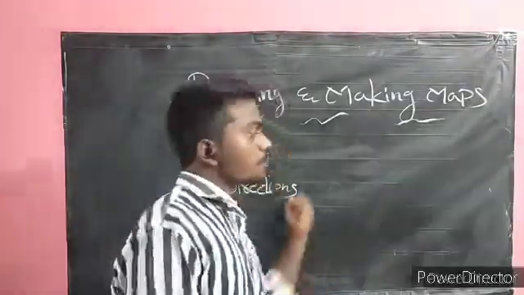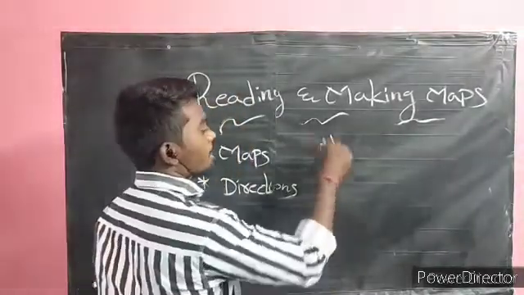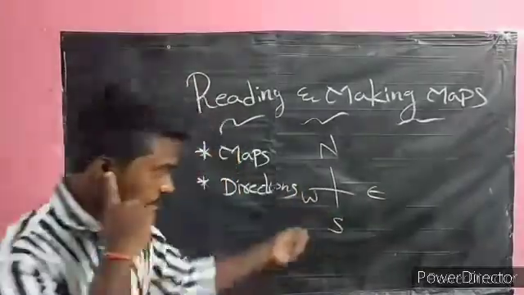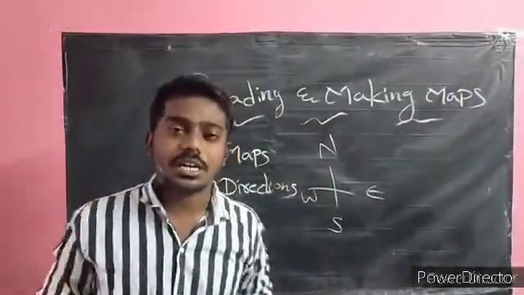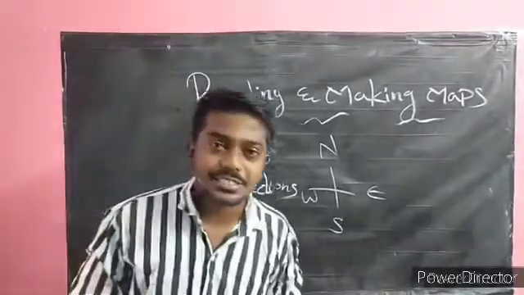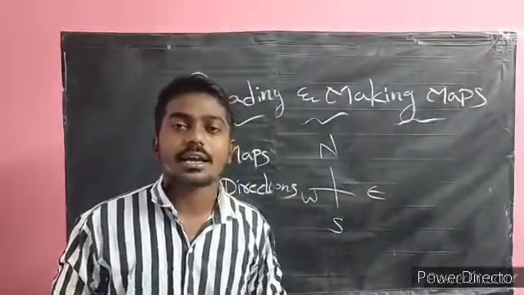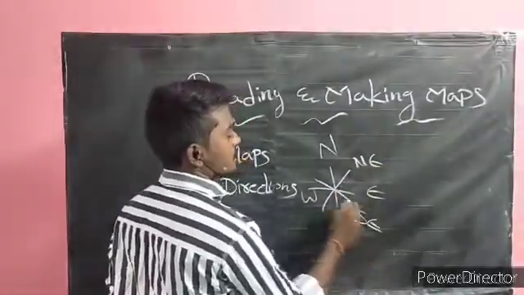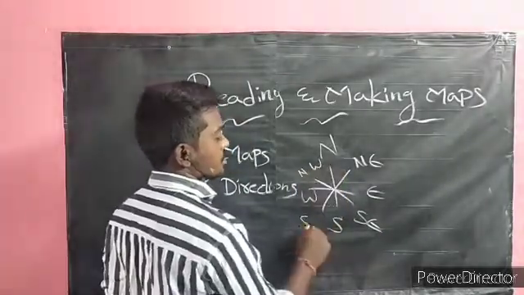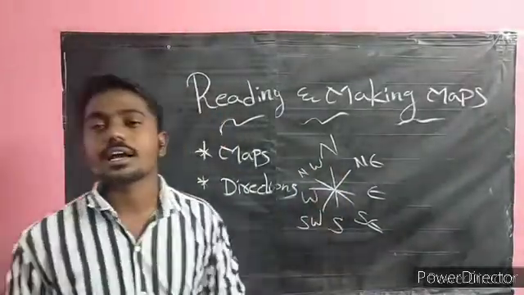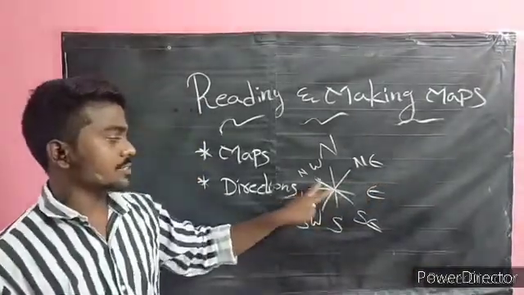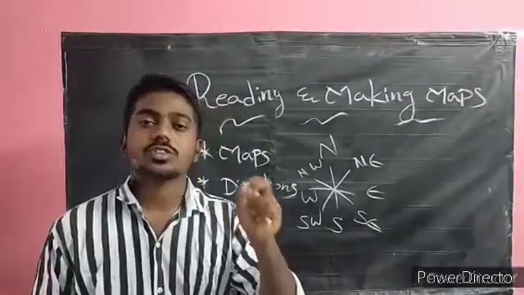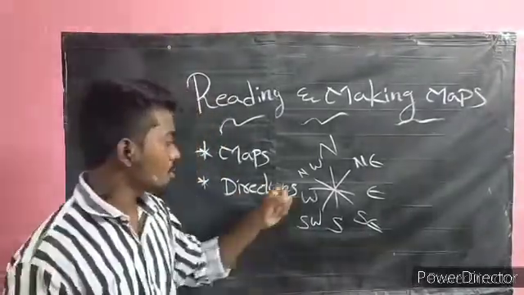Coming to the blackboard, the upper side is north, the lower side is south, the right hand side is east, and the left is west. These are called the directions. I also told about the sub directions, also called corners: northeast, southeast, northwest, southwest. You have to know about this.